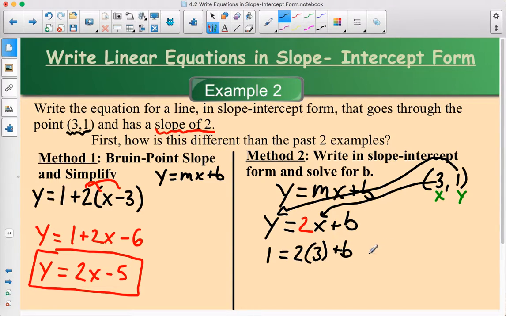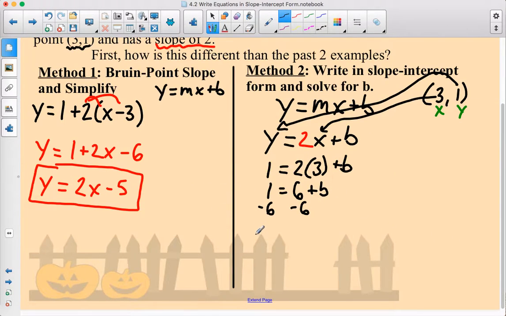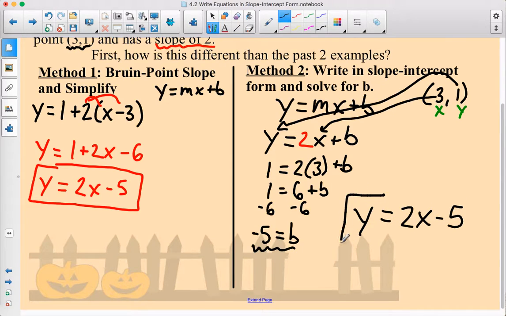Now I can solve for b. 1 equals 6 plus b, and to get rid of the 6, I subtract 6 from both sides. Subtract 6, subtract 6. 1 minus 6 is going to give me negative 5, and I get negative 5 equals b. Now I know my slope and I know my y-intercept, so I can write the total equation for the line as y equals 2x minus 5. And I see, oh hey, it agrees with method 1 that I did. Method 1, method 2 are just two different ways of getting the exact same answer.